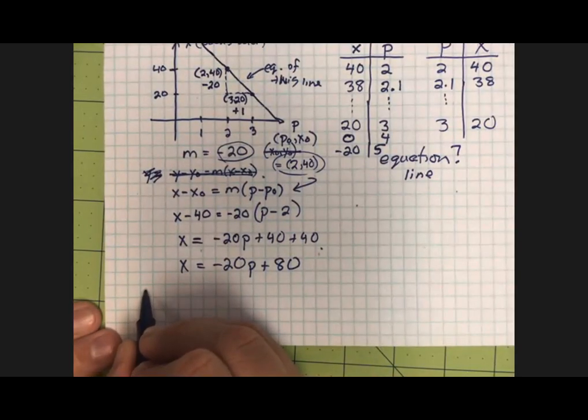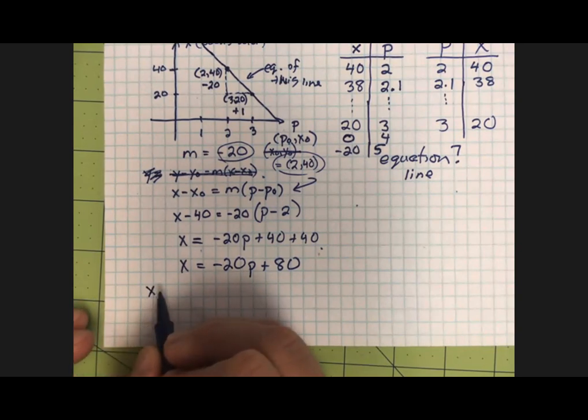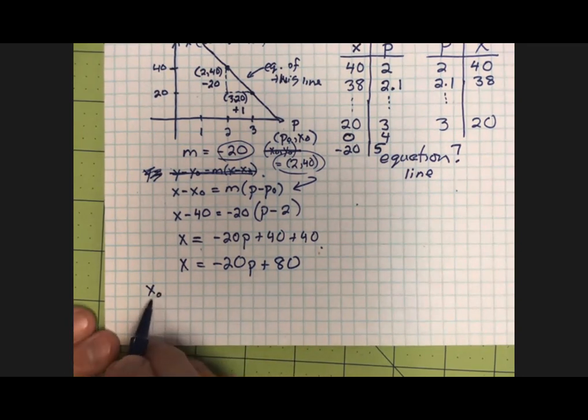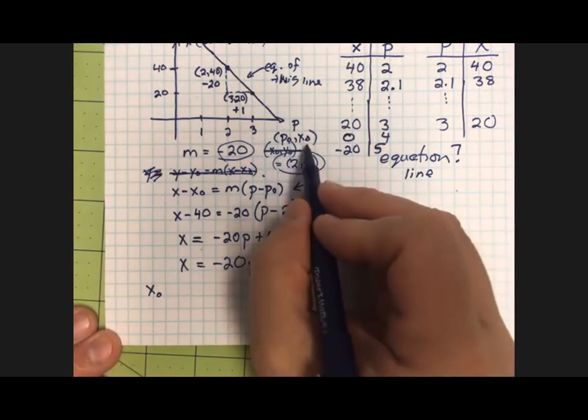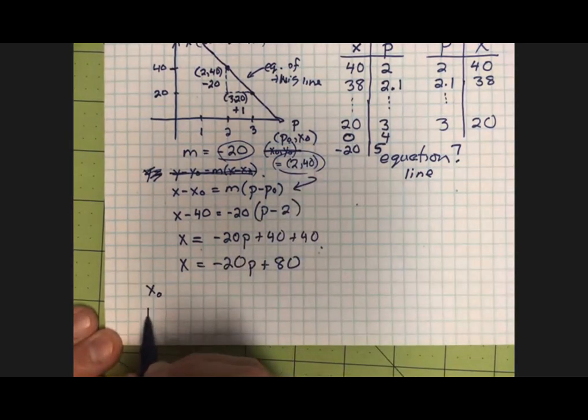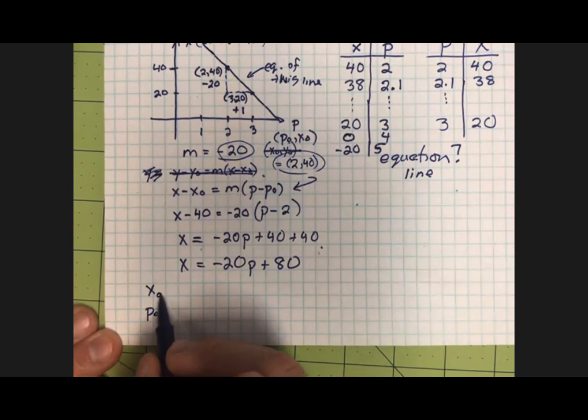Good. This is slang. I should be more careful how I use that. When someone says X sub 0, like this is a special X, or P sub 0, this is a special P, this is my base X, this is my base P, they could pronounce it X0 and P0.